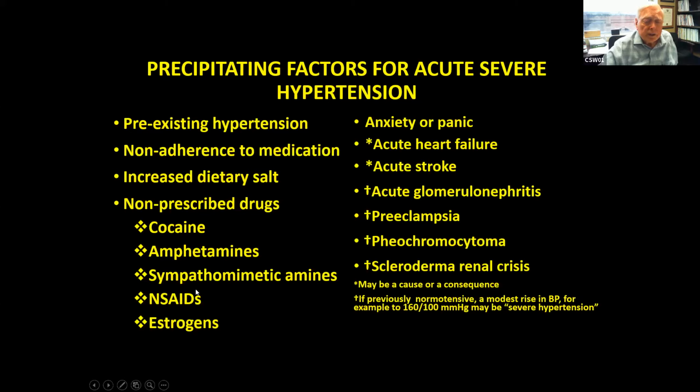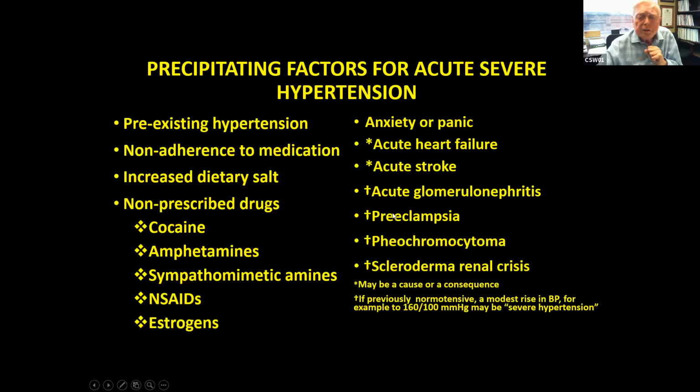Non-steroidal agents will raise it, not usually severely, and estrogens used to be a problem, but nowadays the dose of estrogen in the birth control pill or the pill for postmenopausal women is quite a bit lower and doesn't usually raise the blood pressure, certainly to severe levels. Of course, the patient may be anxious and you need to assess that. There may be something going on, such as acute heart failure or acute stroke, and this could either be a cause or a consequence of the high blood pressure, and you certainly need to think about it.